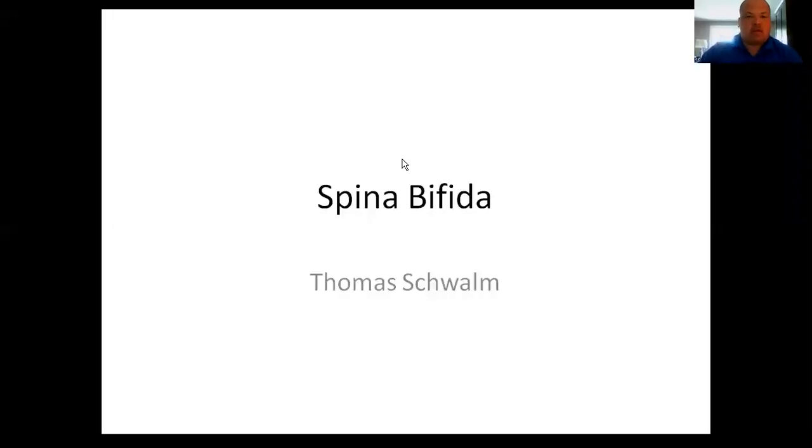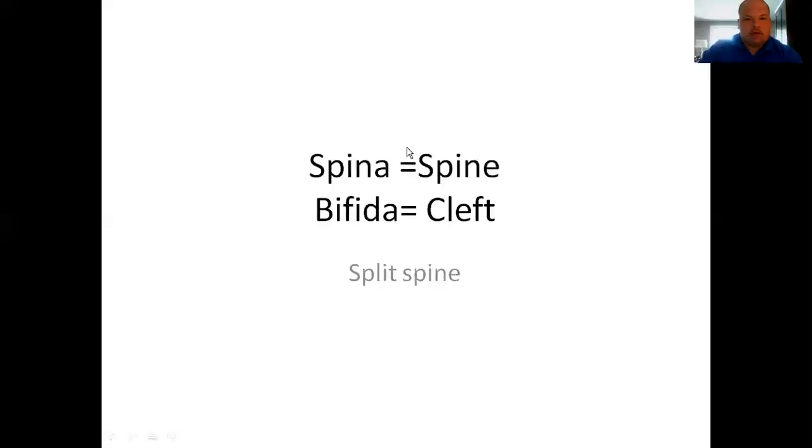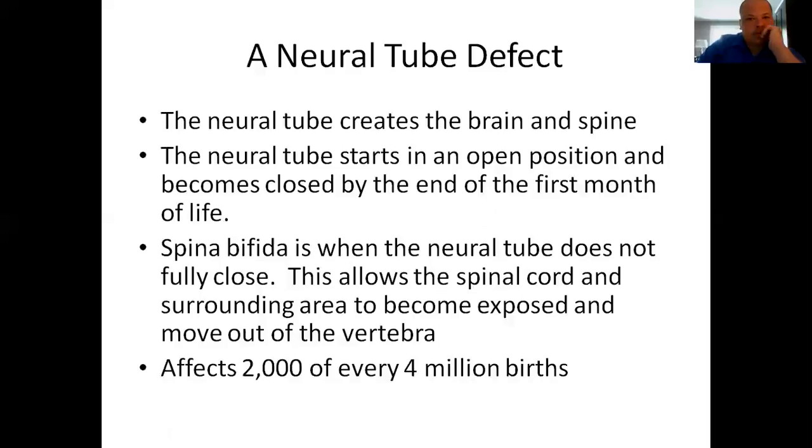This is an in-depth look at spina bifida. In the Latin term, spina bifida means spina equals spine, and bifida is cleft. In other words, split spine. The reason for spina bifida to be created is called a neural tube defect. The neural tube is what creates the brain and spine at the very beginning of creation.